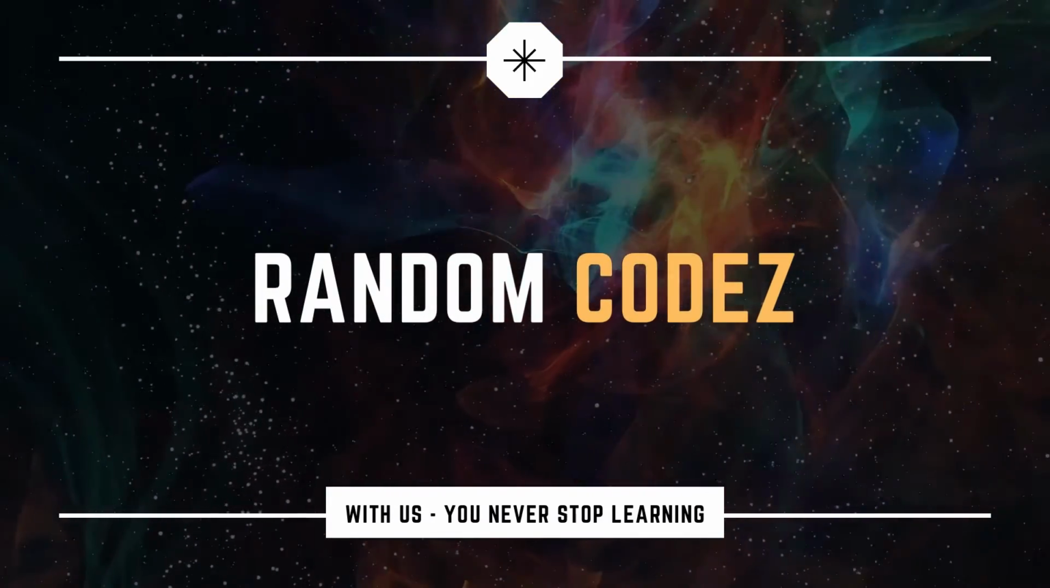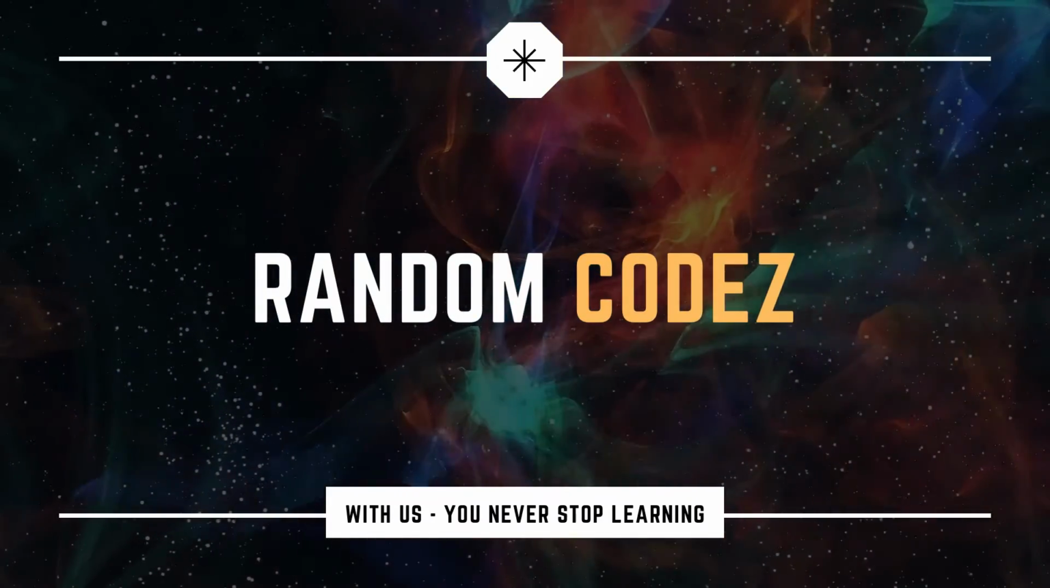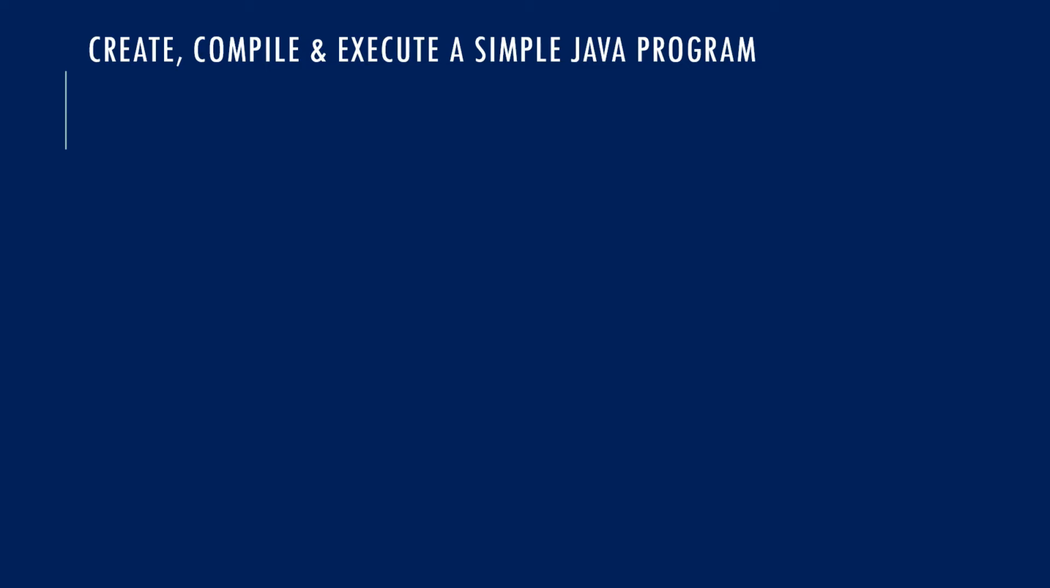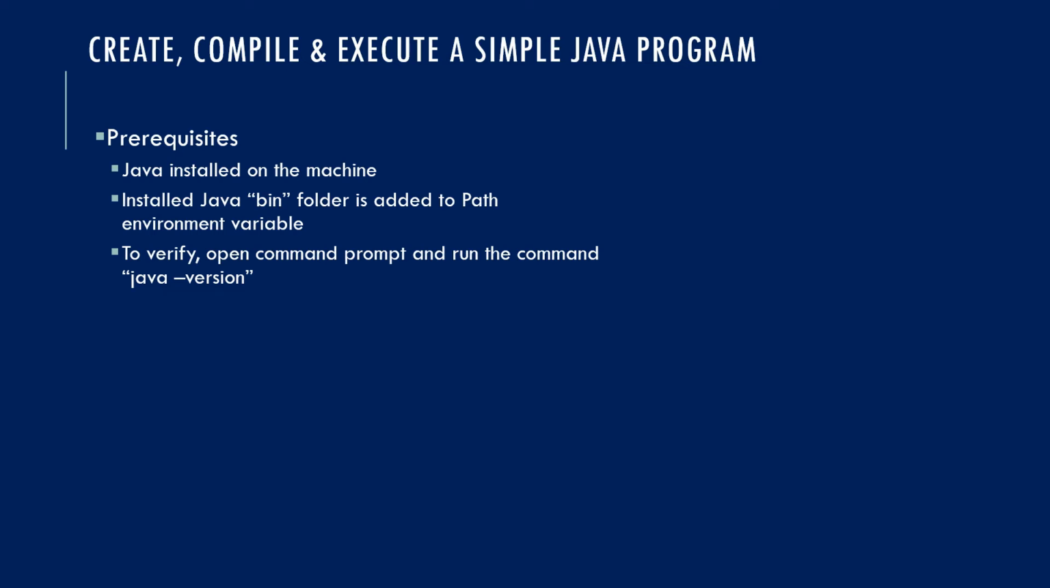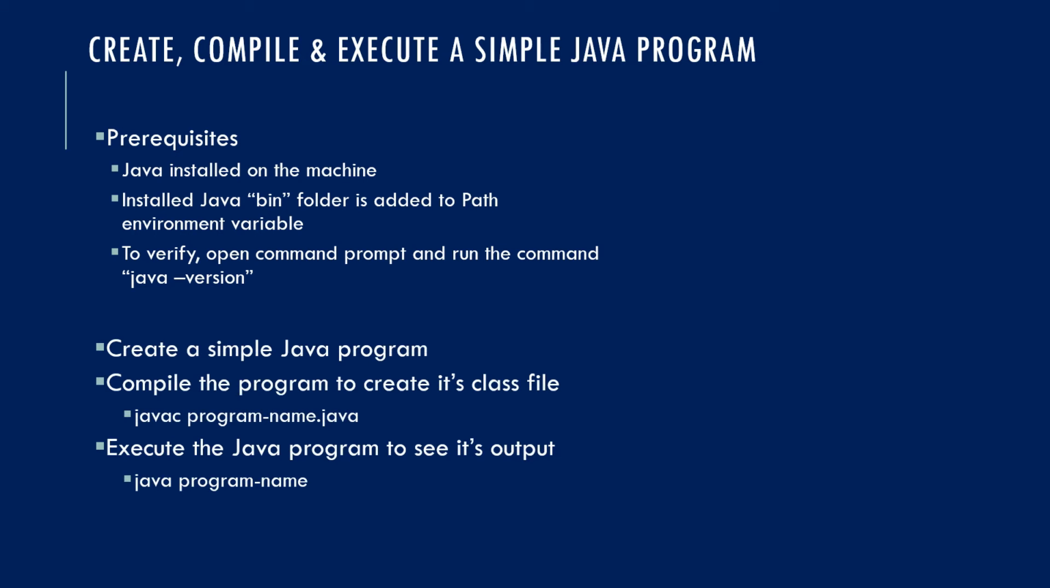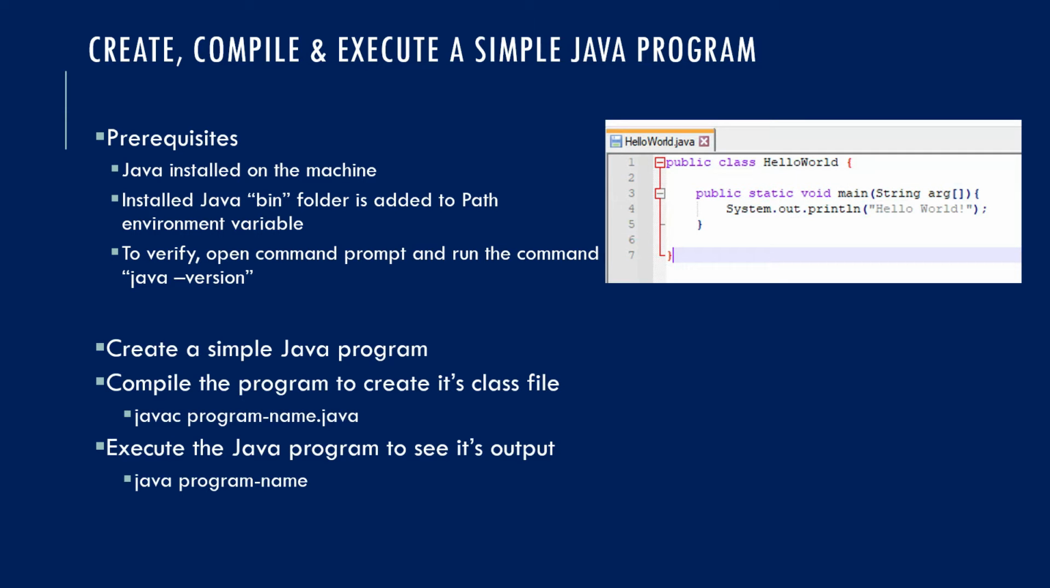In this video, let's look at how we can create, compile and execute a simple Java program. Before we proceed, we have to make sure we have Java installed on our machine and the environment path variable is set up as needed. We have separate videos on why to set up and how to set up the path environment variable, which can be referred to for more details.